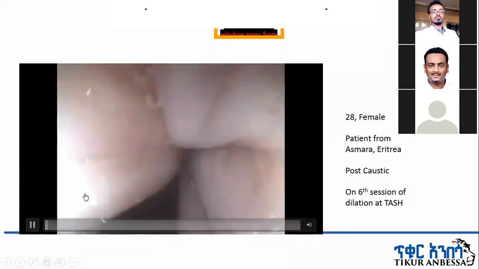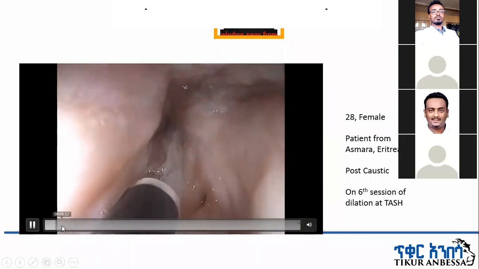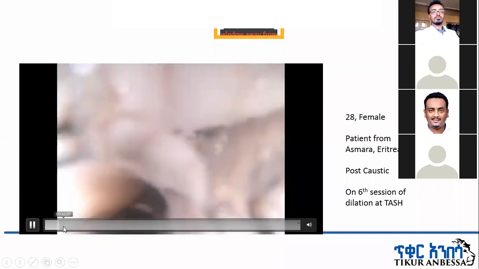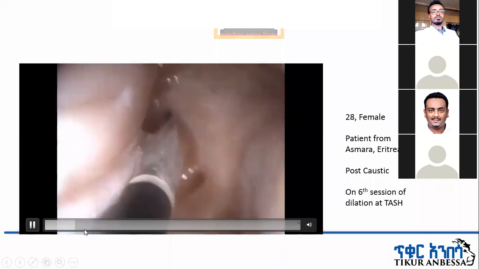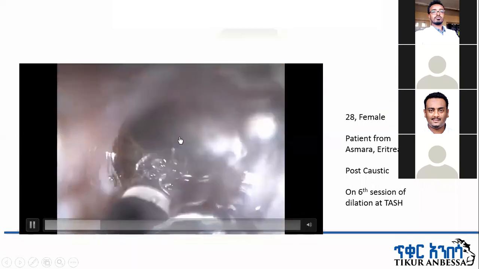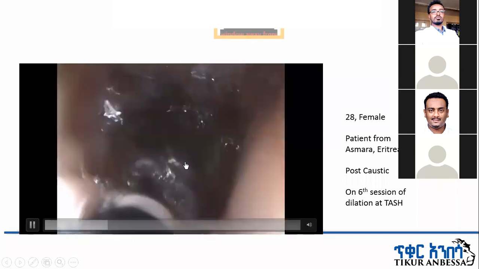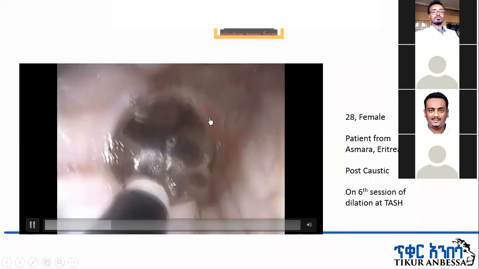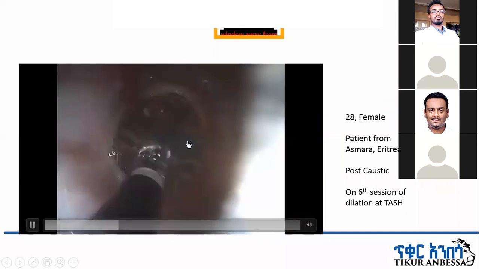A well-known patient in our hospital, a patient from Asmara, came for this purpose. This is the sixth session of dilation. This is a patient with caustic injury. She tried to commit suicide in Asmara for some reason. As you can see, the balloon is being inflated in the esophagus, and the stricture site is being dilated.